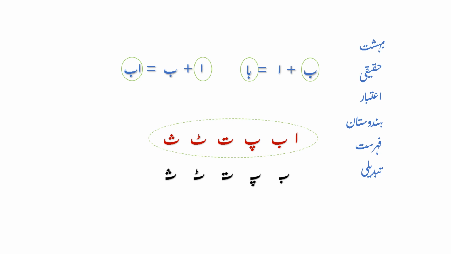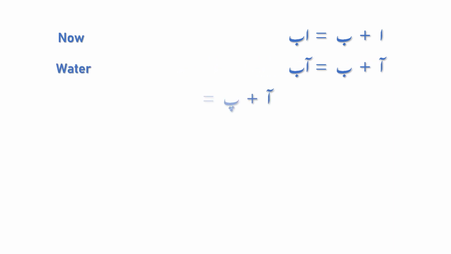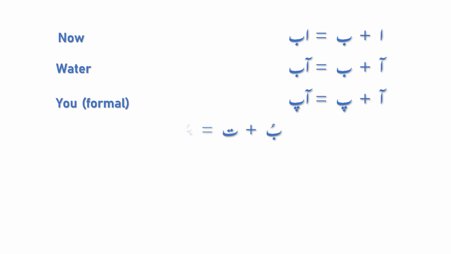Now it's time to learn a few words. Alif Be, Ab, which means now. Alif Madh Be, Aab, which means water. Alif Madh Be, Aap, which means you in the formal sense. Always use Aap to address elders and people in higher positions and to refer to strangers regardless of age and position. Never ever use the informal tu or tum to do so. People will get offended.